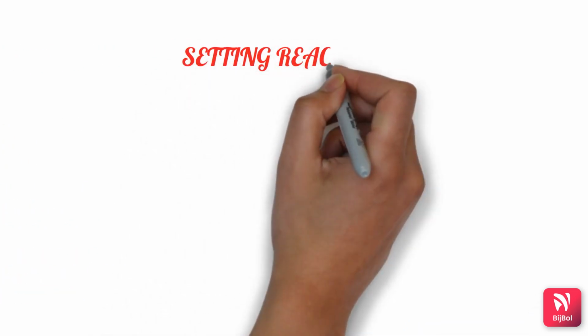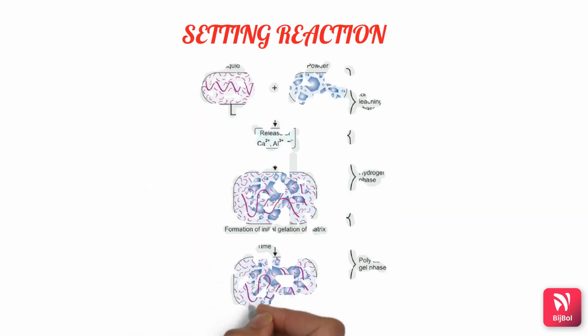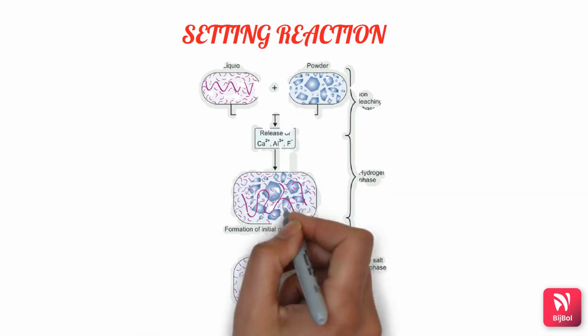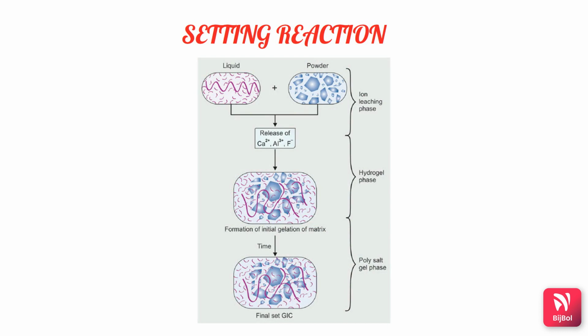If you see the setting reaction of the GIC, it is a 3-step procedure in which the dissolution is the first step. Here there would be the beginning of the reaction, where the surface of the glass particles is attacked by the polyacid, which results in a dissolution of the surface glass particles releasing calcium and aluminum ions, and there would be formation of the cement salt. The next phase we see is the precipitation of the salts, that is gelation and hardening.